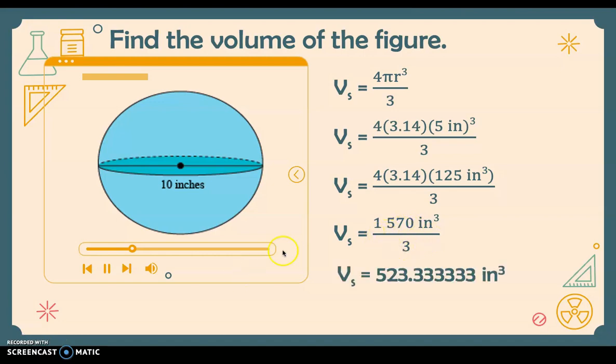Then our answer here is 523.333 cubic inches. So here, there's a repeating decimal. So we can end up to 2 decimal places. So we can write 523.33 cubic inches. If it's a repeating decimal, you can end up to 2 decimal places only.